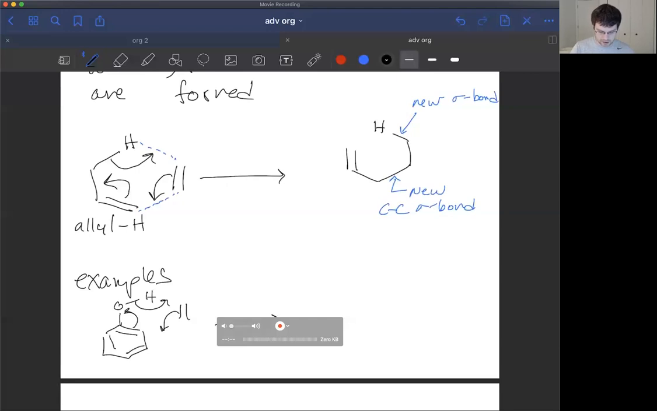We get a new carbon-carbon bond. I should finish drawing the structure. I really should. Here, we form a carbon-oxygen double bond. There's our other 2 bonds. And then our new CH bond is up here.